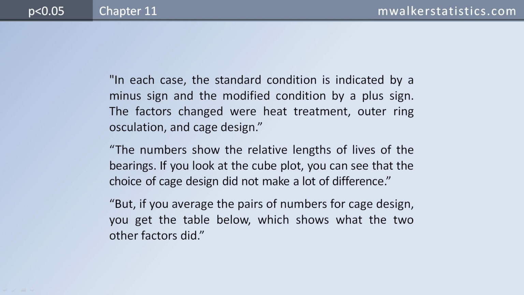In each case, the standard condition is indicated by a minus sign and the modified condition by a plus sign. The factors changed were heat treatment, outer ring oscillation, and cage design. The numbers show the relative lengths of lives of the bearings. If you look at the cube plot, you can see that the choice of cage design did not make a lot of difference. But if you average the pairs of numbers for cage design, you get the table below, which shows what the 2 other factors did.